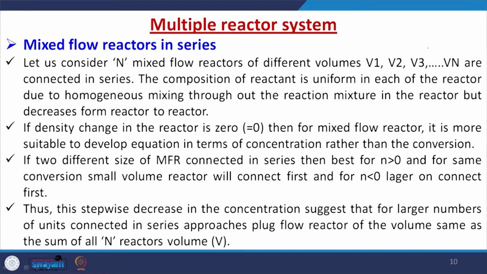Now, we considered n mixed reactors of different volumes, and you see here we have used the different volumes V1, V2, V3, Vi up to Vn. They are connected in series, and the composition of reactant is uniform in each reactor due to the homogeneous mixing throughout the reaction mixture in the reactor, but decreases from reactor to reactor. If density change in the reactor is 0, then for the mixed flow reactor it is more suitable to develop the equation in terms of concentration rather than conversion.